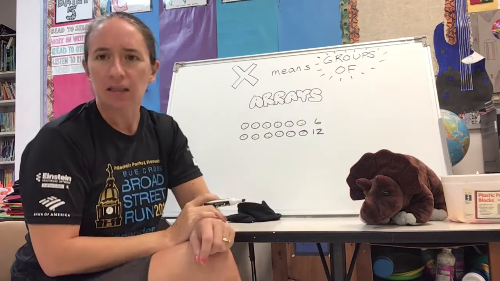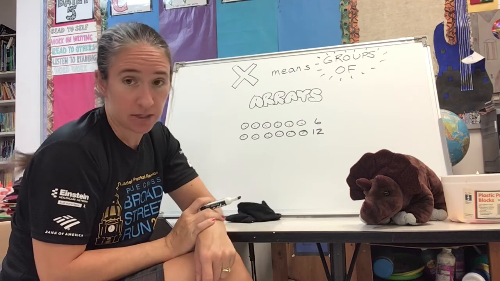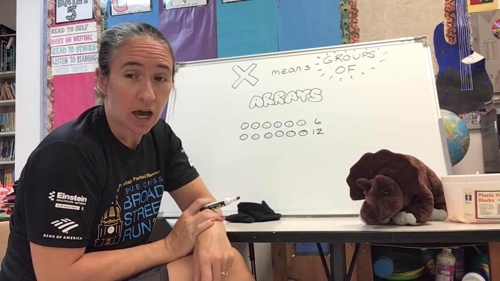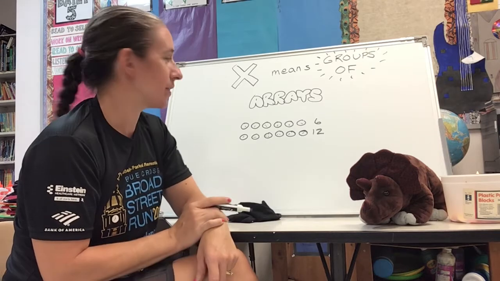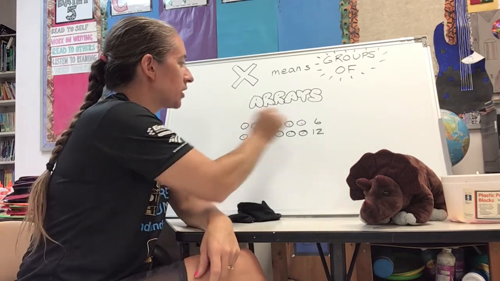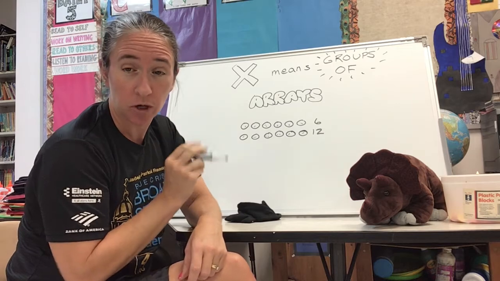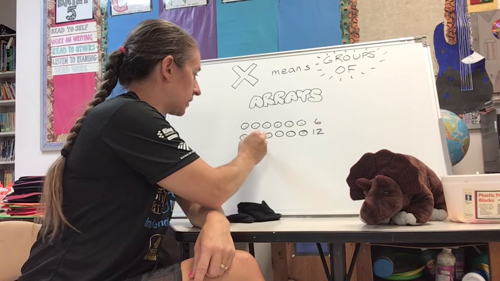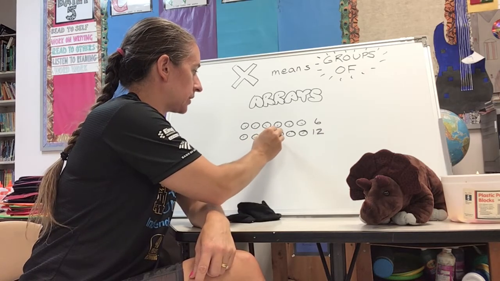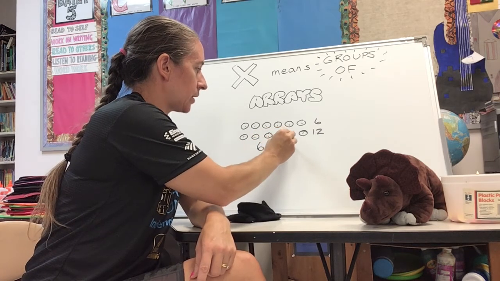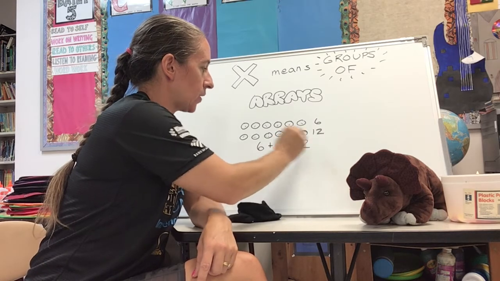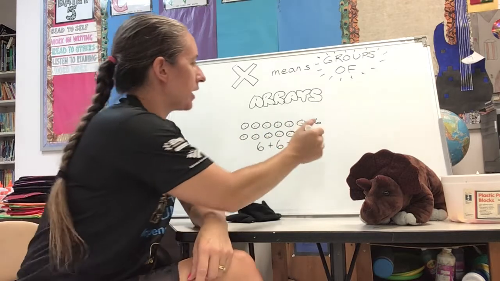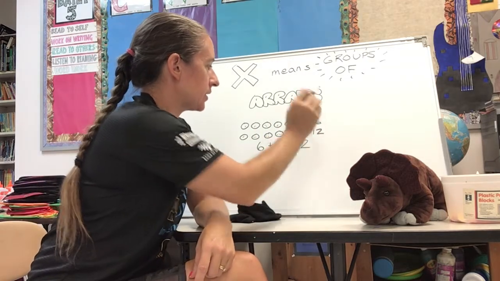So that's an array. Let's see what this is actually like as an addition sentence. If I was writing this array as an addition sentence, I would add each row. So let's see. I have 6 in each row, and there are 2 rows. That means I'm going to add 2 6s. So 6 plus 6 equals 12. When I made the array, I kind of already did skip counting. I went 6, and then another 6 is 12.